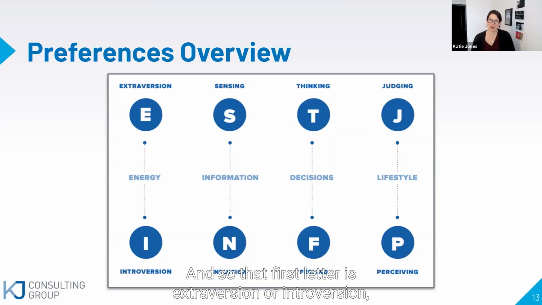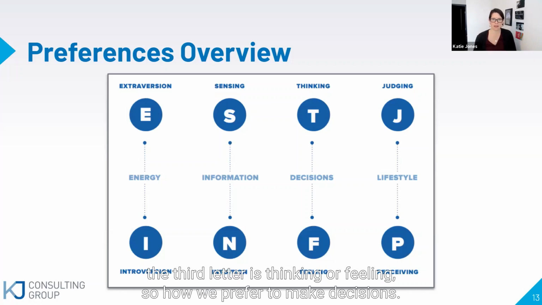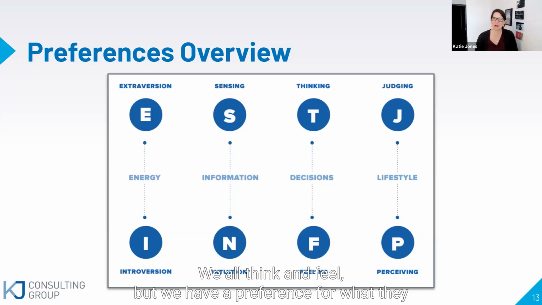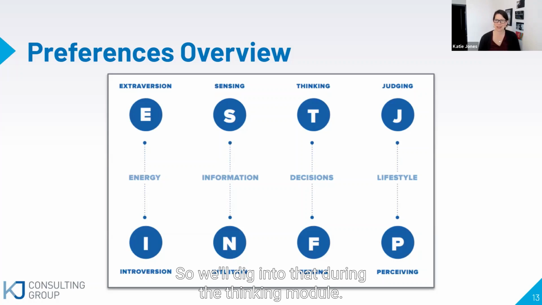And so that first letter is extroversion or introversion. It's how we draw our energy. The second letter is sensing or intuition. It's what kind of information we prefer, how we prefer to take that in. Then once we've taken that information in, the third letter is thinking or feeling. So how we prefer to make decisions. We all think and feel, but we have a preference for what they call thinking or feeling in the Myers-Briggs system, how we make decisions. So we'll dig into that during the thinking module.